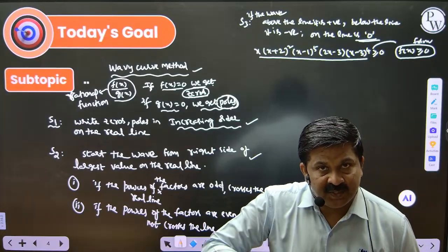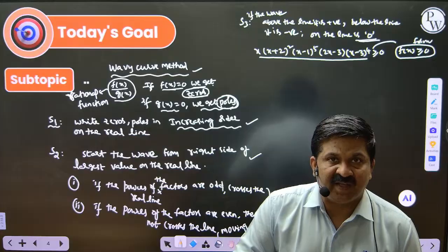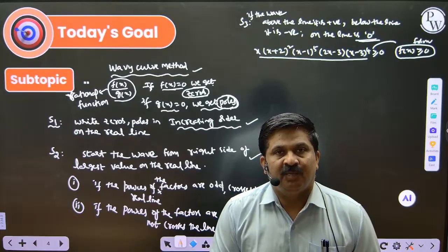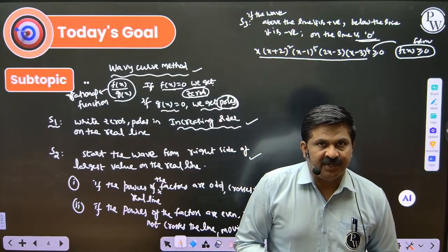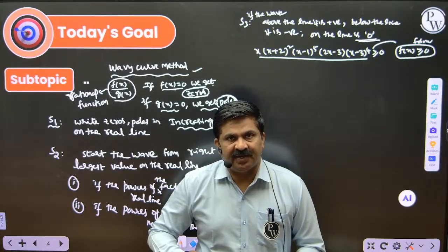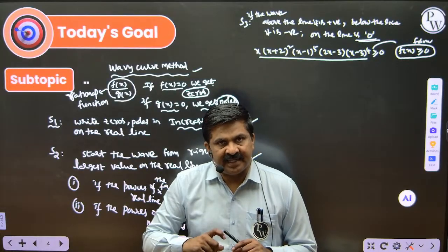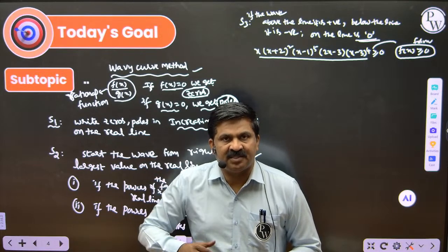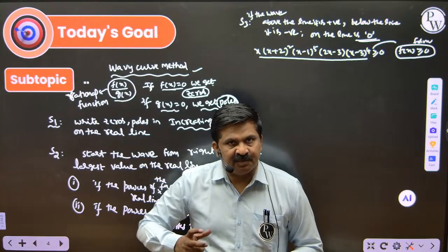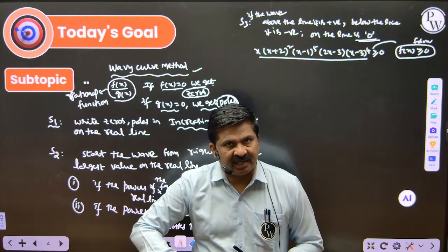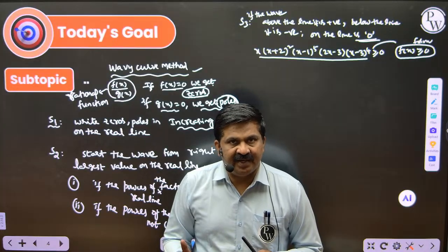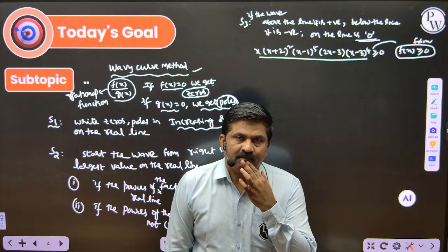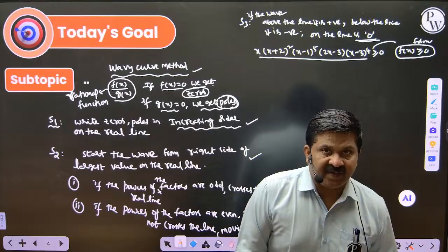When we have zeros and poles, if it is in the form of f of x by g of x, we have zeros and poles. Numerator equated to 0, we get zeros. Denominator equated to 0, we get poles. Later these zeros and poles are written on the real line and we start the wave from the largest value. See its power. If the power is odd, we can cross the line. If the power is even, we will not cross the line. We move to another point. So that is the case of a rational function.